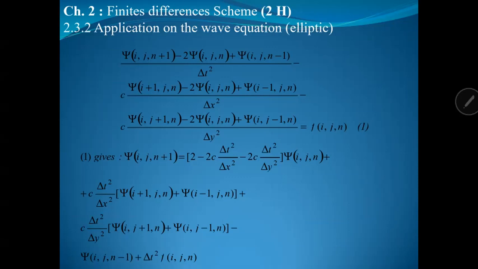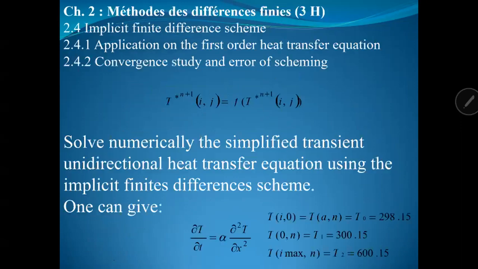Understood? Understood. Okay, now we move to the implicit finite difference scheme, which is the second method.